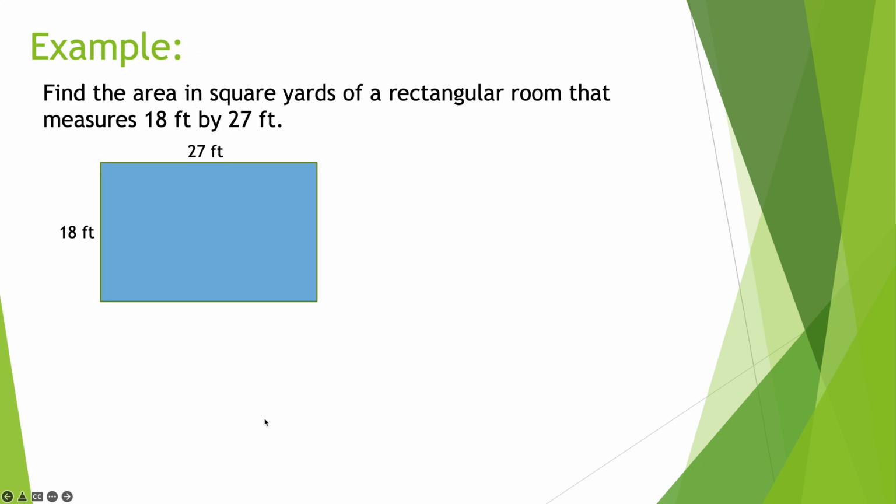Okay. Find the area in square yards of a rectangular room that measures 18 feet by 27 feet. Again, we got to do this feet and yards factor thing going on here. Go ahead, stop and start.